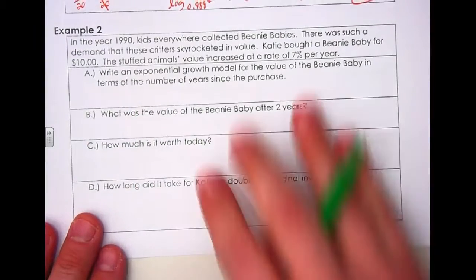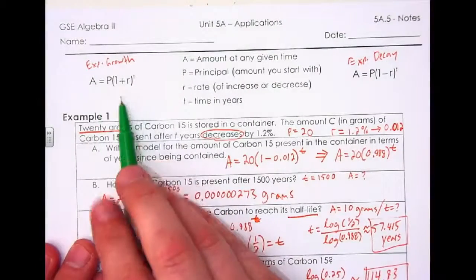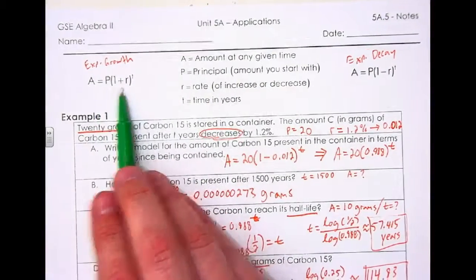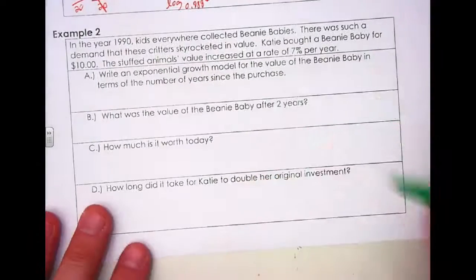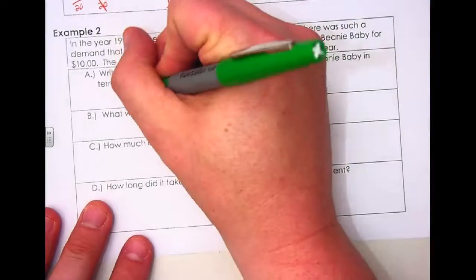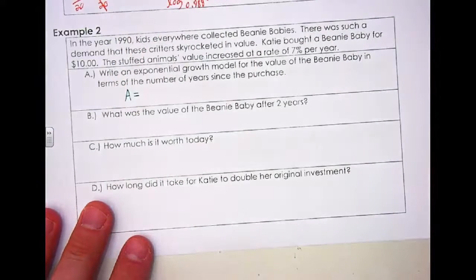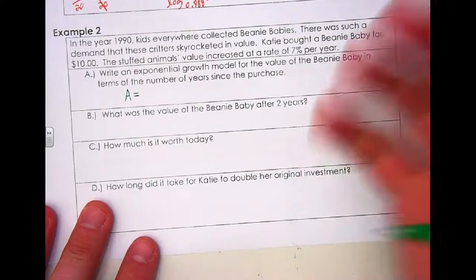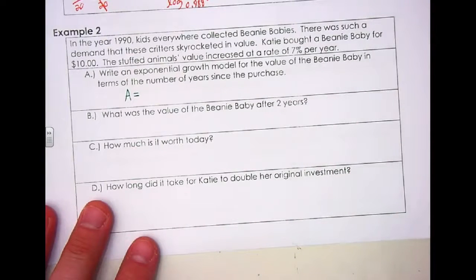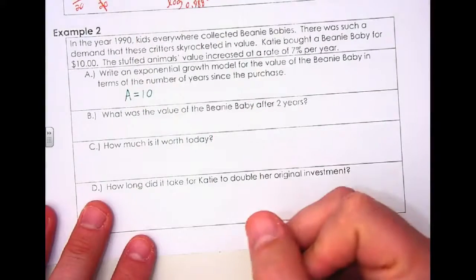So again, I'm going to scroll down here. This time we're talking about growth. You'll notice that it's the same formula except we're adding R instead of subtracting R. So A, that's our final amount that we don't know. We know the starting amount, right? The amount of money the Beanie Baby was worth when she bought it is exactly $10. So we'll put a 10 in there.